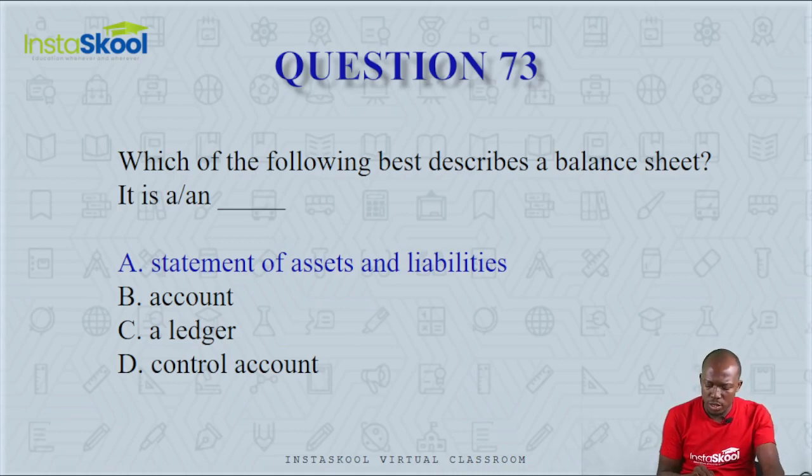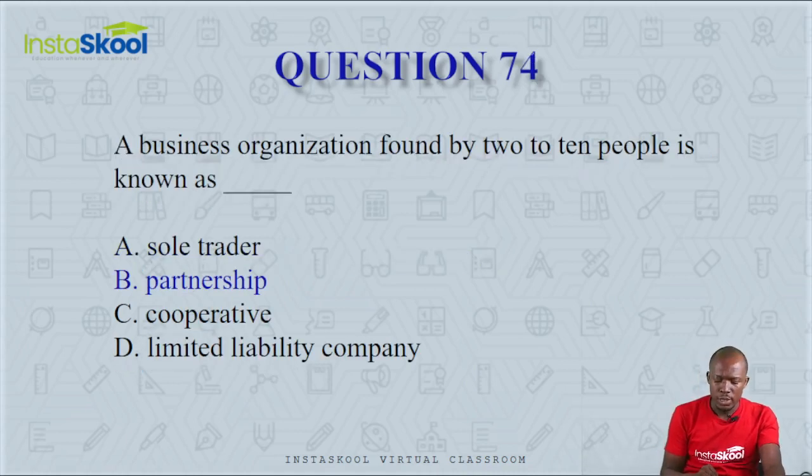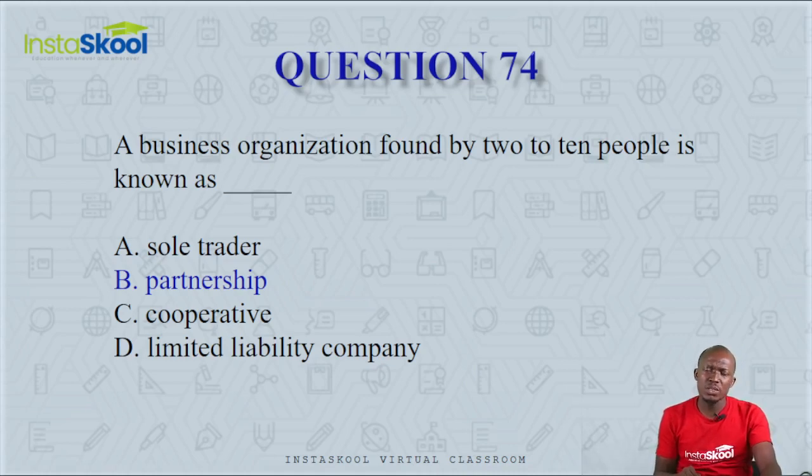Question number 74. A business organization that is founded by 2 to 10 persons is known as dash. Is it a sole trader, partnership, cooperative, or limited liability company? Now, the question says 2 to 10. A limited liability company is founded by, depending on the type, from 7 and above. If it's a private limited liability company, above 2. Cooperative societies do not have restriction on number.